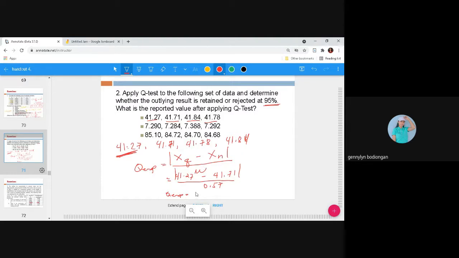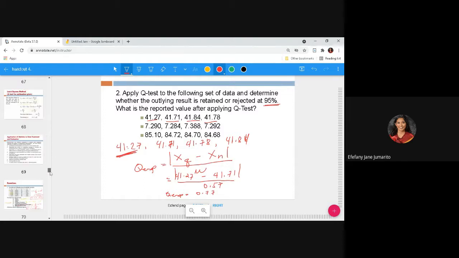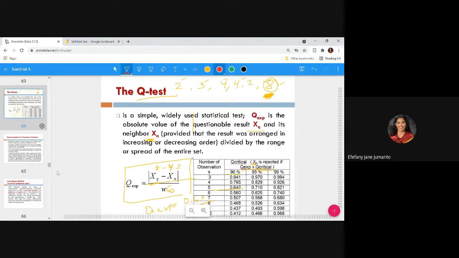0.77. Okay, now let's compare it to the table. Let's go back to our table, at 95%.